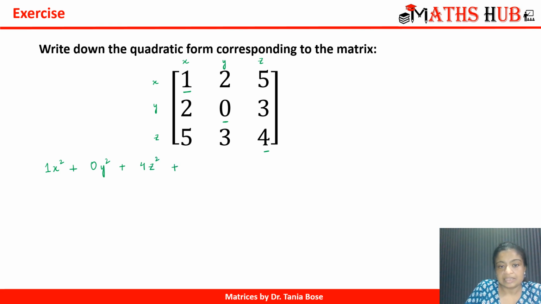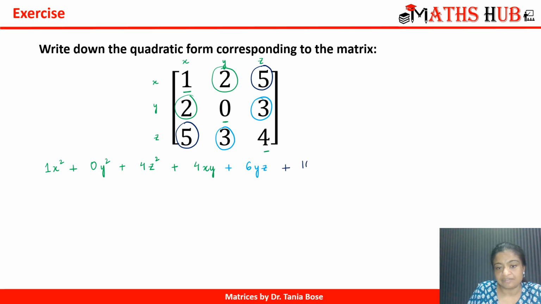Now, this position and this position, it is referring to the variable xy. So 2 plus 2 is 4. So we will write here 4xy. Right? Now let us look at these two positions. These two positions are corresponding to yz, isn't it? So 3 plus 3 is 6 and we will place the variable yz over here, and then 5 and this 5. So this is referring to the coefficient of xz. So 5 and 5 is 10 and we will get here 10xz.